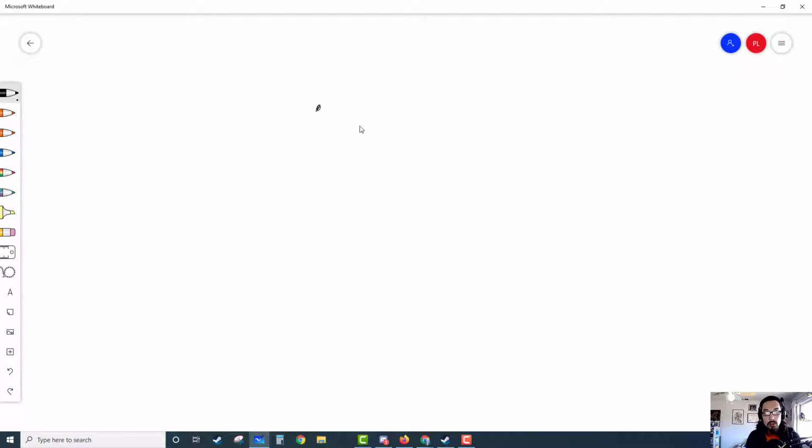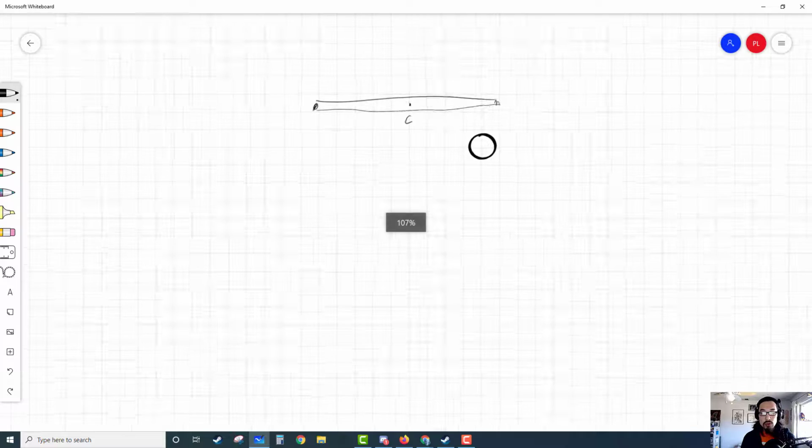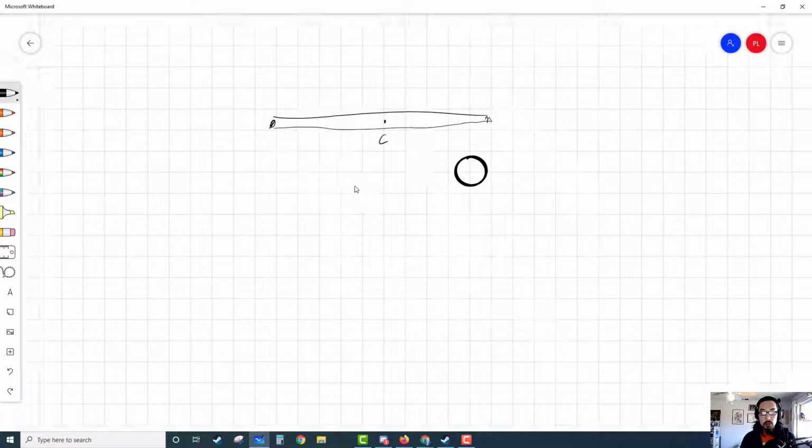All right, so in that QQT problem, we have a rod and we have a disk, right? And then we have this point called C. And so part A asks, where should this disk hit the rod in order to create maximum rotation?